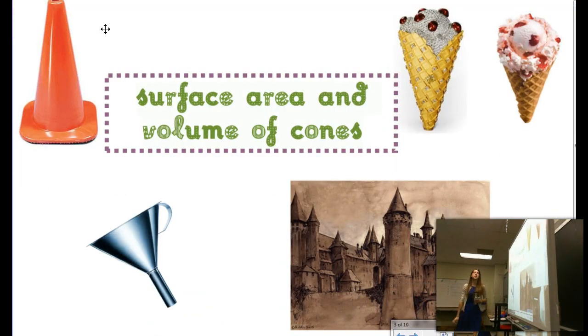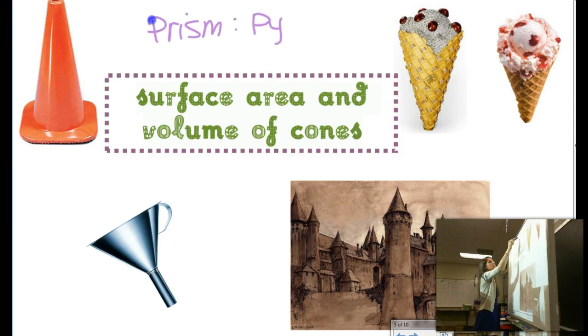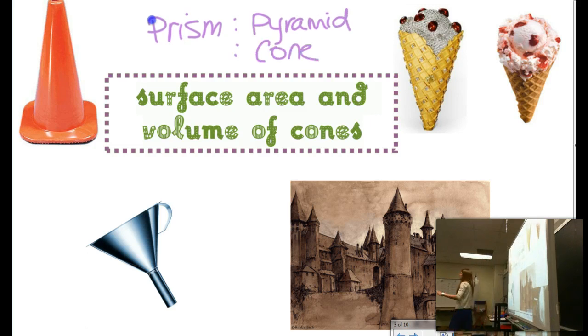Next thing we're doing is surface area and volume of cones. The good news is, let's complete an analogy. Prism is to pyramid as blank is to cone. Ooh, Brett knows it. Sphere? Cylinder? Cylinder. Okay, so Brett said it first, but anyways.